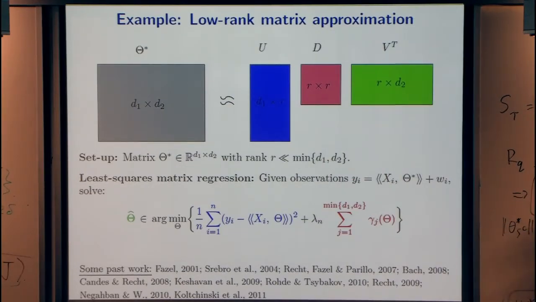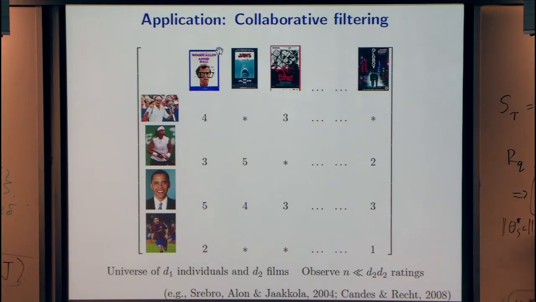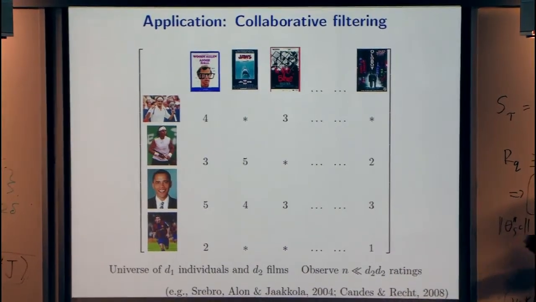One special case of this that's been studied a lot, Ben, for instance, with Emmanuel Candes has done very nice work, is what's called collaborative filtering or matrix completion. That's the problem where you think of the rows as representing individuals and the columns as representing films. The entries here represent things that have been rated. So people have watched these things and given them a rating 1 through 5. The stars represent things that you've not observed.